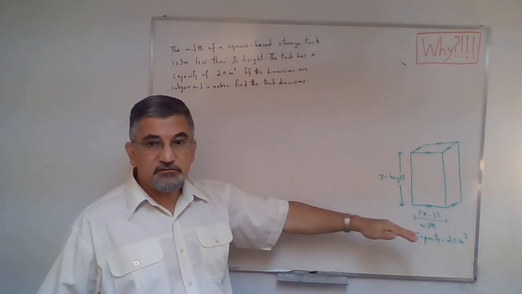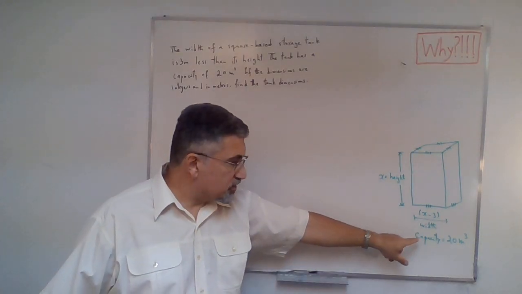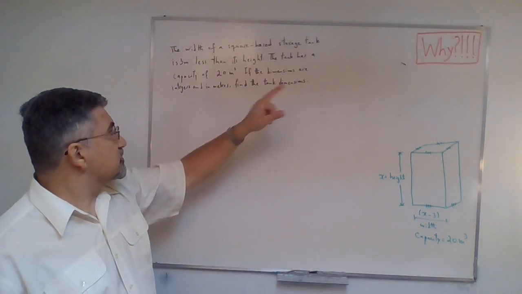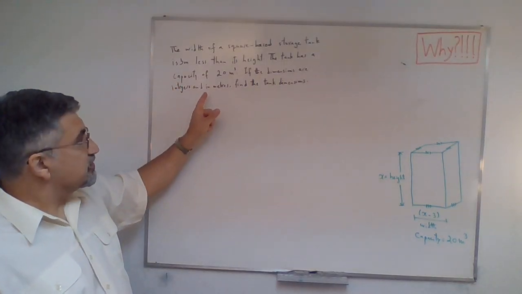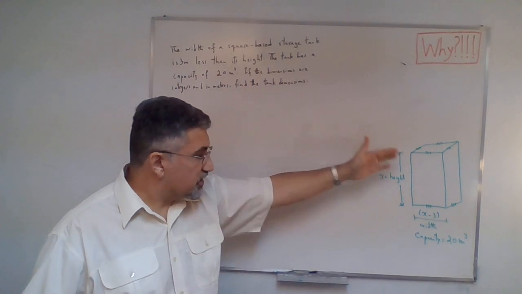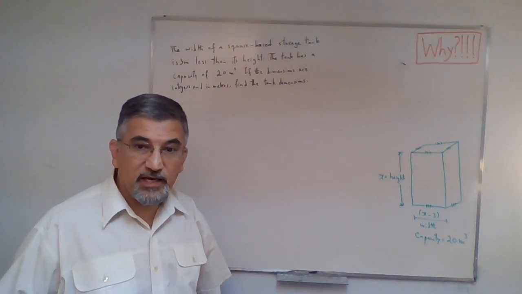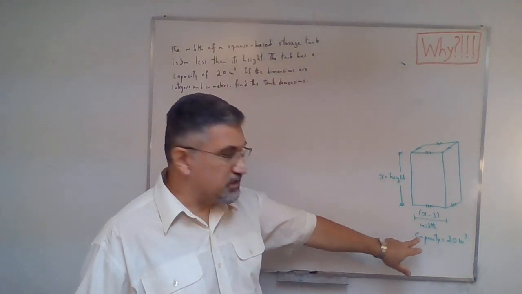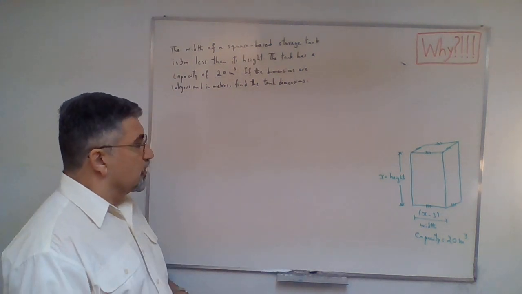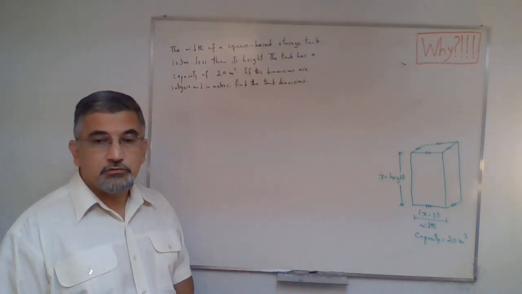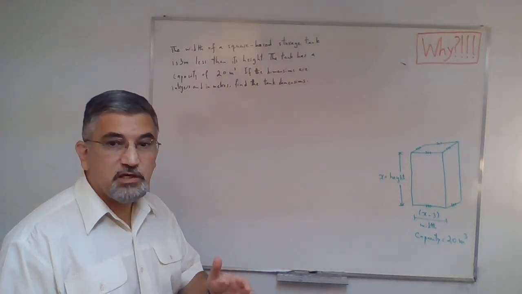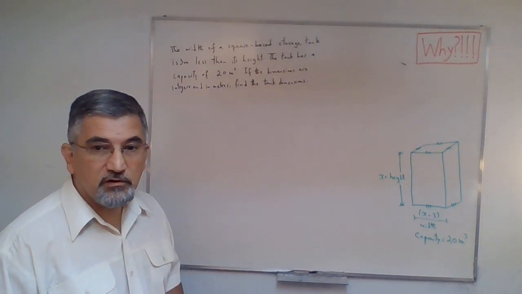And the capacity of this storage tank is 20 cubic meters, according to the given information. If the dimensions are integers and in meters, find the tank dimensions. Okay, so we need to find the dimensions of this tank whose capacity is 20 cubic meters. So how are we going to solve this real life problem? It's a mini engineering kind of problem.